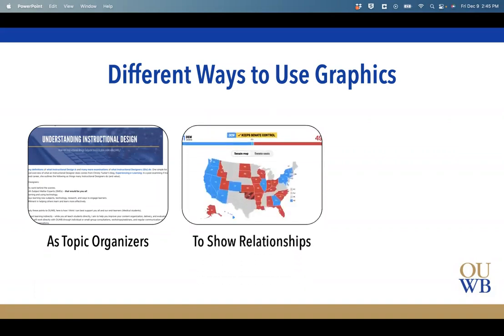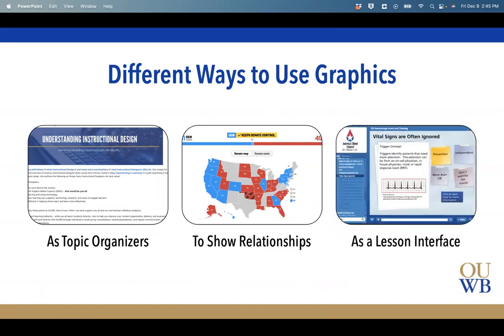Another way is to show relationships. So just as I was talking about, you can show relationships over time or space. You can color code things to show how things change. And you can even use it as a lesson interface, so used for guided discovery, essentially a graphical interface that's used as a backdrop to present things like case studies. So you might envision perhaps a virtual clinic where learners can click on different patients to try and determine who should get priority to be seen next.